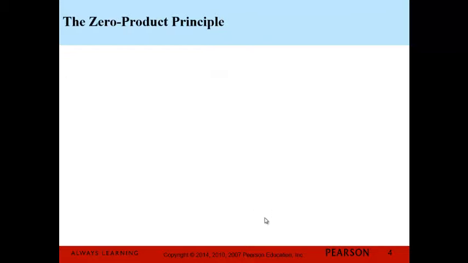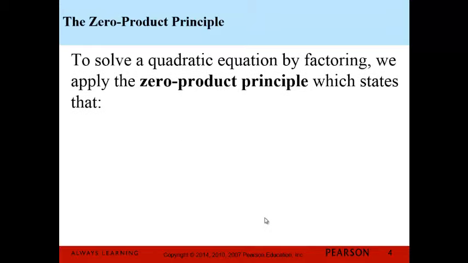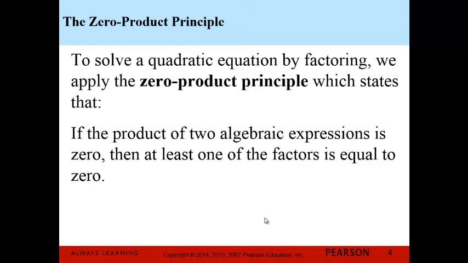One of the methods used to solve these equations by factoring is the zero product principle. This principle states that if the product of two algebraic expressions is 0, then at least one of the factors is equal to 0. Looking at it symbolically, it basically says if a times b is 0, then a is 0 or b is 0.